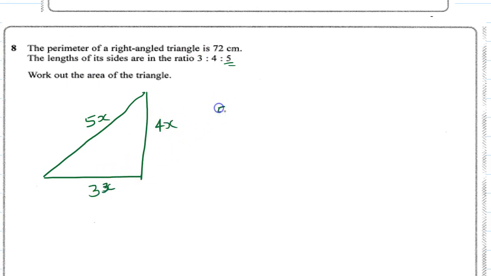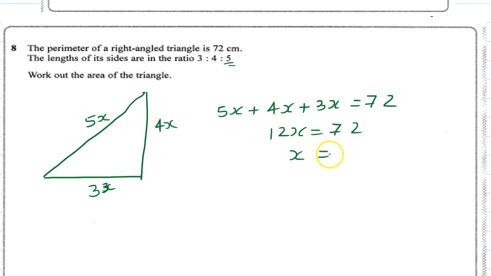Yeah, so let's add 5x plus 4x plus 3x equal to 72, right? If you add them, it will be 12x equal to 72, and divide by 12, so it will be 6. 72 divided by 12 will be 6. So this side will be 6 times 5 is 30, 6 times 4 is 24, 6 times 3 is 18.